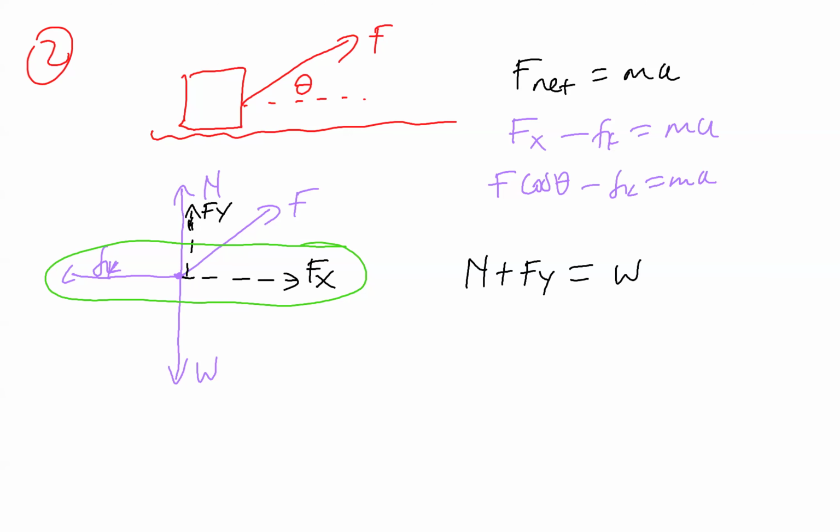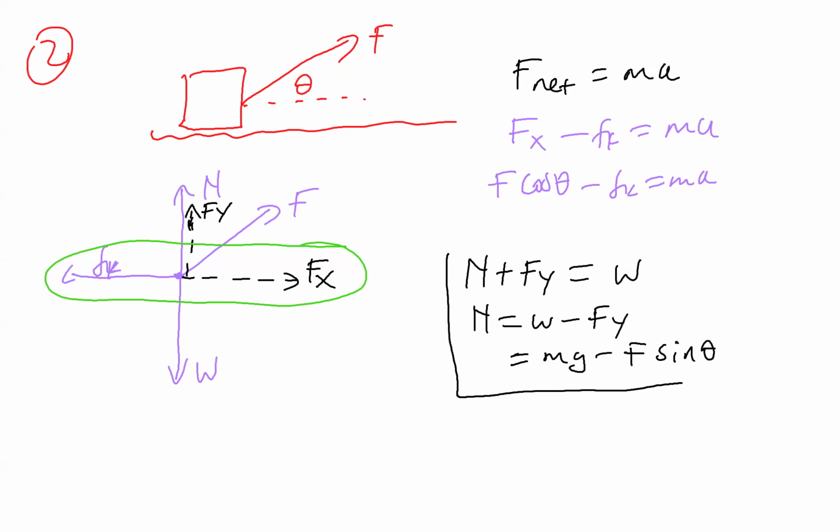Okay. Then how do we define normal? If we have something like this, normal is equal to weight minus Fy. This is mg minus F sine of theta. Very much important. If you miss how to define normal force, you cannot define Fnet correctly. Is that clear? Yes, sir.